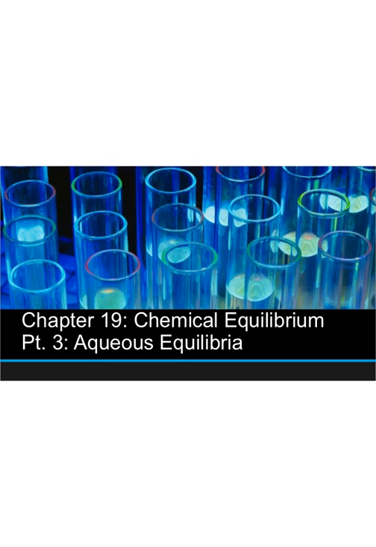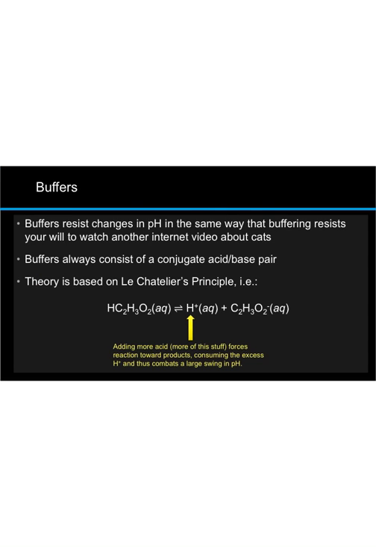In Chapter 19, we're going to round out our discussion of equilibrium by talking about various aqueous equilibria, including buffers, titrations of acid-base, and the solubilities of sparingly soluble salts. To begin, we'll discuss buffers.